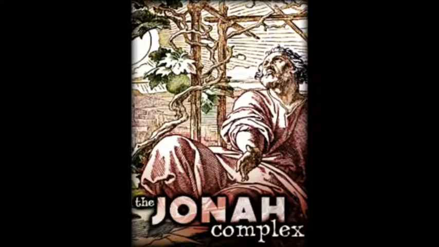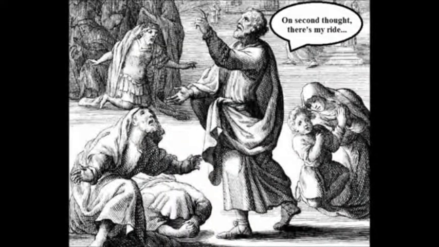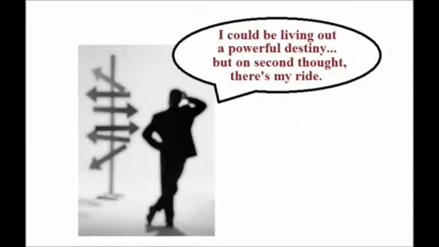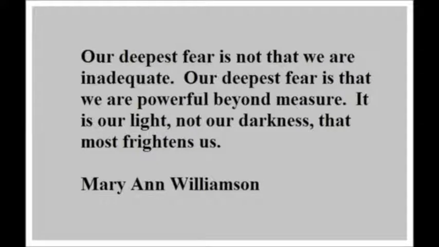Maslow explains this riddle in terms of what he calls the Jonah complex. Like the biblical Jonah, who famously turned away from God's commandment to prophesy the destruction of Nineveh, the capital of ancient Assyria, we too often turn away from fulfilling our deepest possibilities and destinies in life. As the poet Marianne Williamson famously put it, our deepest fear is not that we are inadequate. Our deepest fear is that we are powerful beyond measure. It is our light, not our darkness, that most frightens us.